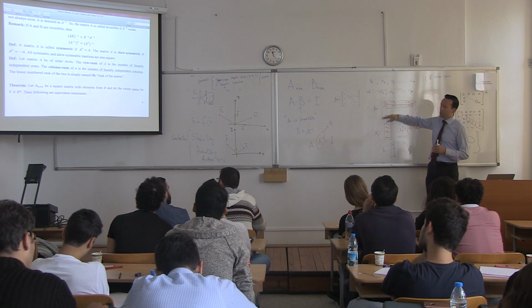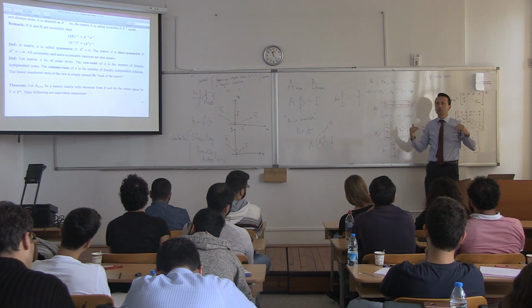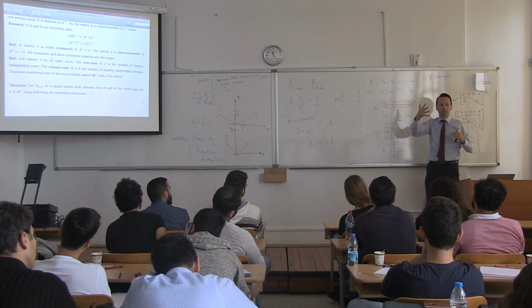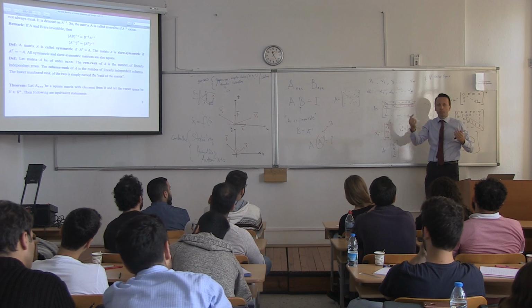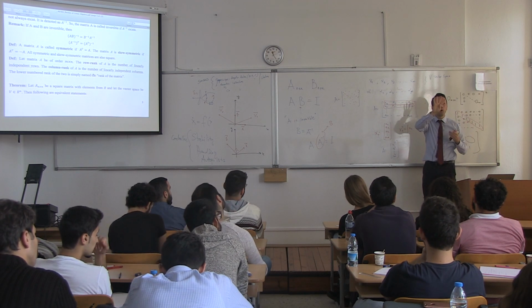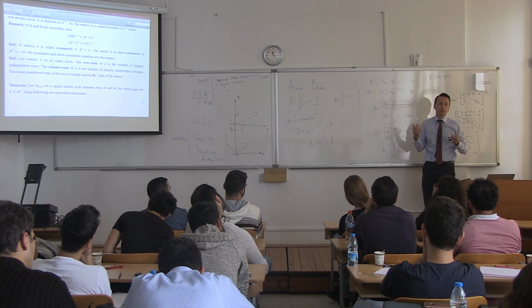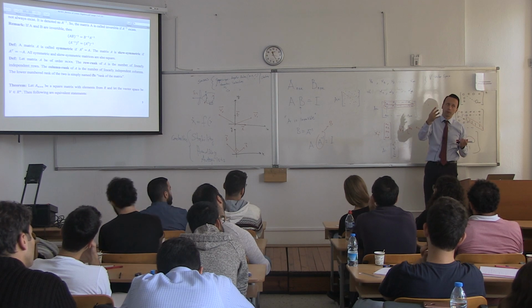Let's say I have 5 rows. None can be written as a linear combination of the others. The row rank is 5, right? But if one of them, let's say, can be written as a function of the others, then in fact only 4 of them are independent. So we will say the row rank is 4.